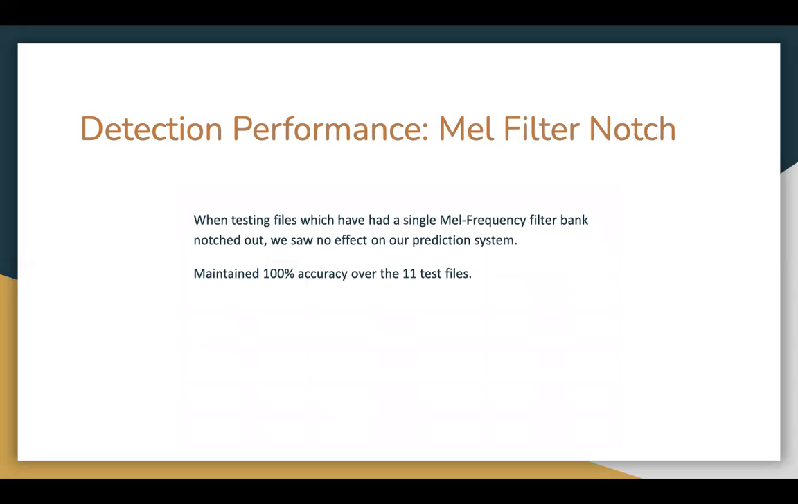And then the other degraded signal that we tested were the test files going through these MEL filter banks, except we turned them into notch filters. So we would notch out certain MEL filter banks. We went through the first 12 MEL filter banks and saw no change in our accuracy at all. Just to be clear, there is no added white noise to these files. It's just notched out frequencies. And that is it for the detection performance.